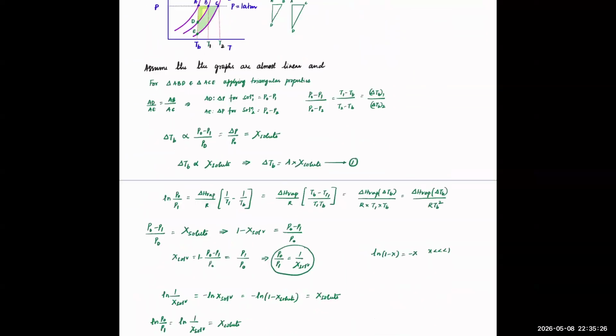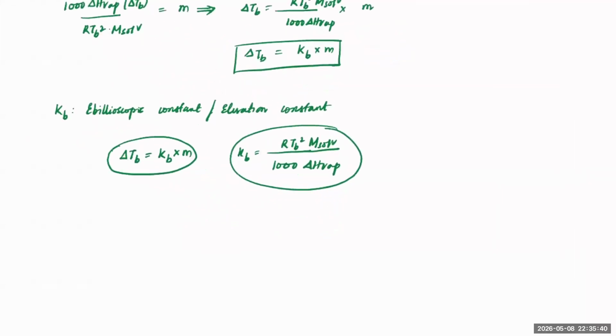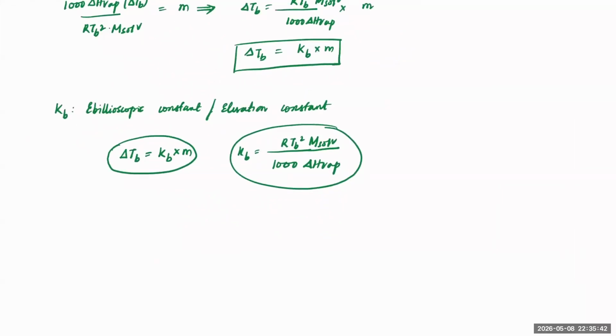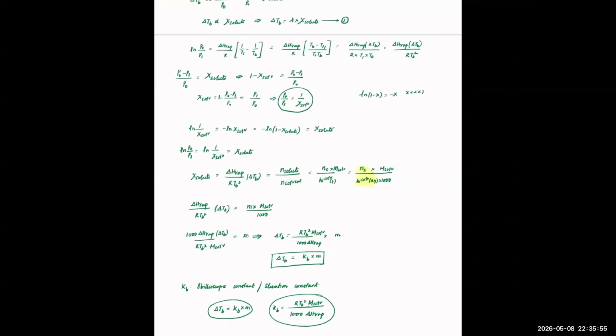Correct. So is this derivation important? Not so much, just for your understanding of how we use the relative lowering of vapor pressure and the Clausius-Clapeyron equation to eventually derive the elevation in boiling point. Okay, so I hope all of you got this. What do delta T B and Kb represent? I hope there is no doubt, everybody.